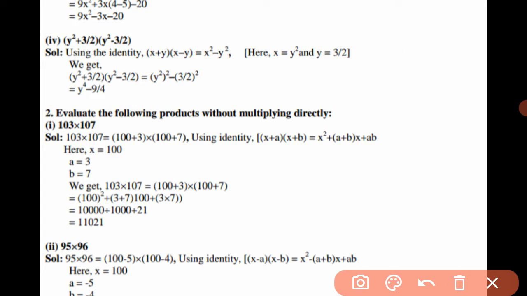By putting its values, in place of x we put y square, so it is (y square plus 3 upon 2) and (y square minus 3 upon 2). So it will become (y square) whole square minus (3 upon 2) whole square. So it will be equal to y power 4 minus 9 upon 4. In the same way you can do the remaining parts also.